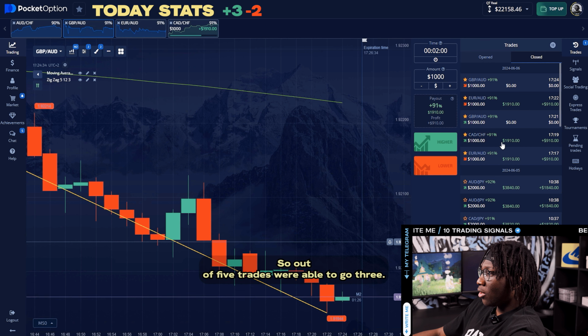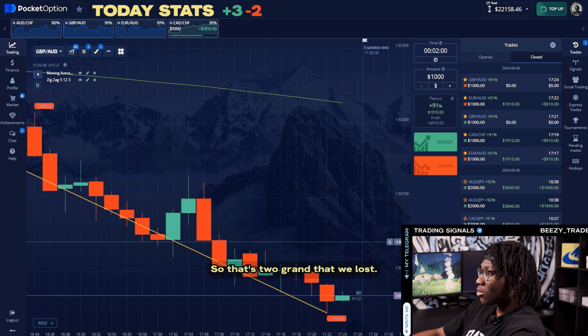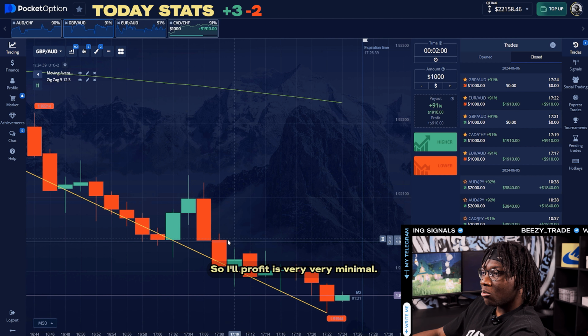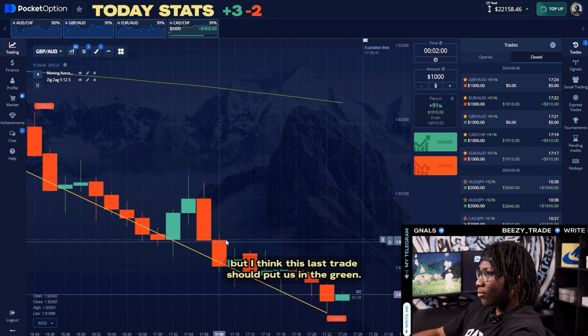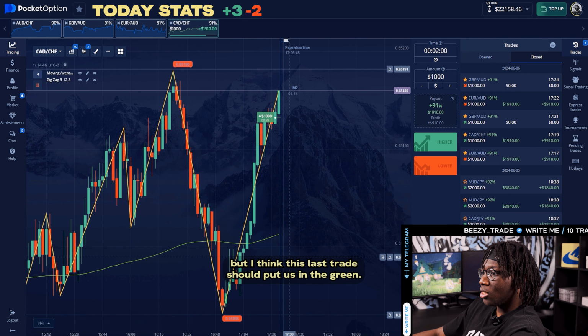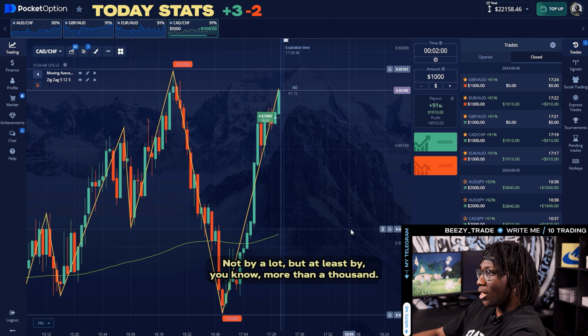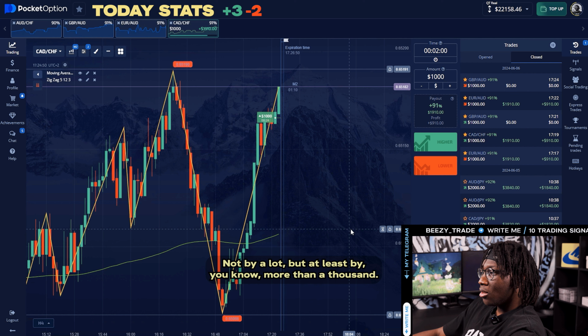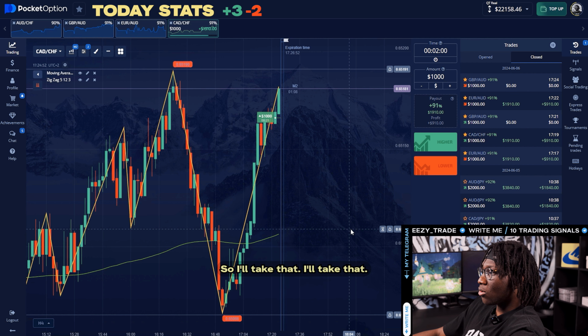So out of 5 trades, we're able to win 3, so that's $2,000 that we lost. So our profit is very minimal. But I think this last trade should put us in the green, not by a lot, but at least by, you know, more than 1,000. So I'll take that.